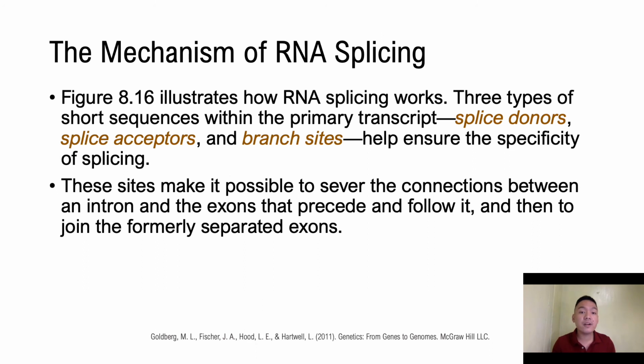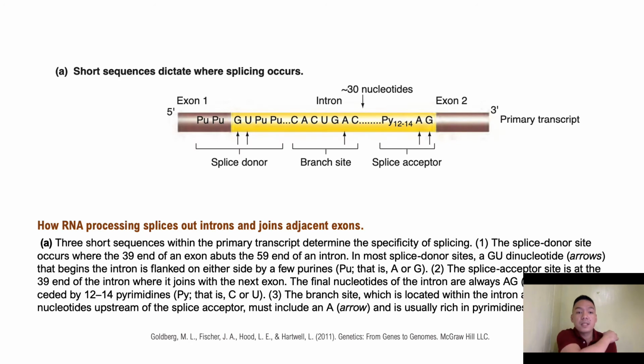This mechanism of RNA splicing is guided by three types of short sequences within the primary transcript: splice donors, splice acceptors, and branch sites, and they help ensure the specificity of splicing. These sites make it possible to sever the connections between an intron and the exons that precede and follow it, and to join all the separated exons. So these are the short sequences that dictate where the splicing will occur. We have the splice donor, branch sites, and splice acceptors.